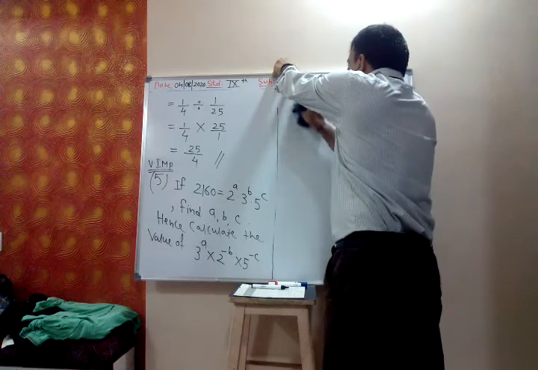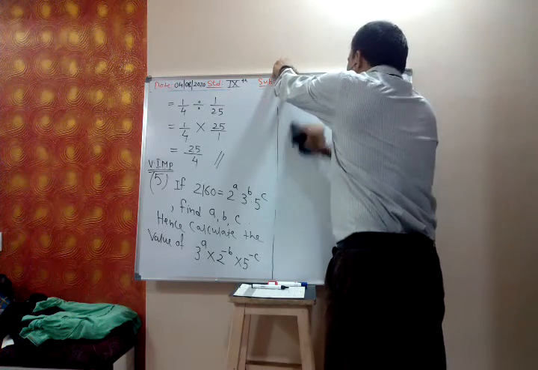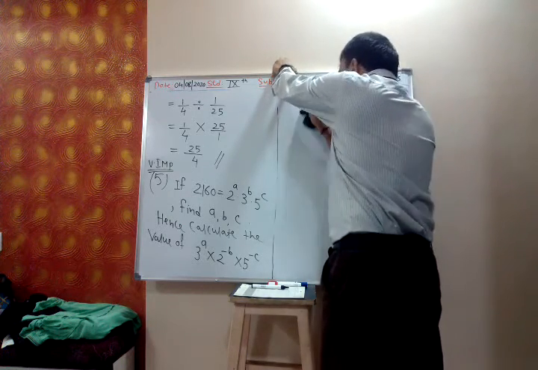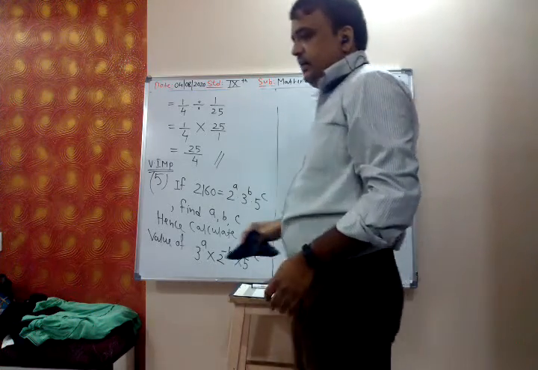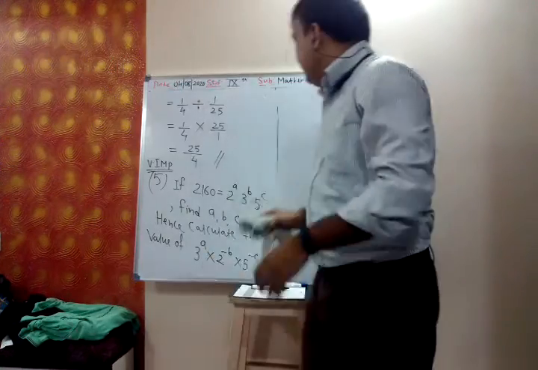If 2160 is written as 2 raised to a into 3 raised to b into 5 raised to c. A similar type of problem you have solved in 7th standard and 8th standard.